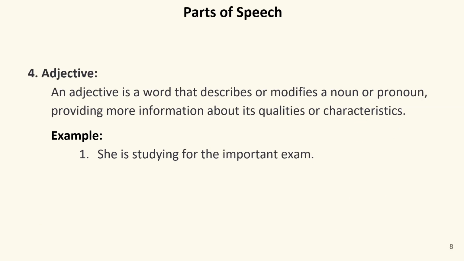Adjective. An adjective is a word that describes or modifies a noun or pronoun, providing more information about its qualities or characteristics. She is studying for the important exam. Now, what kind of exam is it? It is an important exam. So this important is an adjective which is qualifying the word exam, which is a noun.